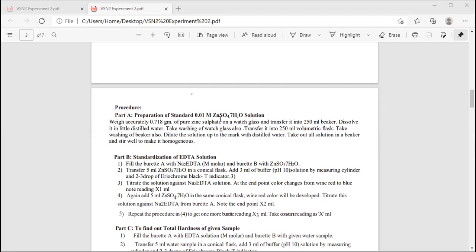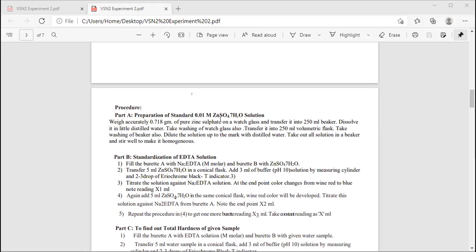Again, you note down the reading. Suppose the reading is 5 ml. Now throw the content of the conical flask in the basin and wash it properly. Again, take 5 ml of zinc sulfate from burette B. Again, add 3 ml of buffer to it and 2 drops of Eriochrome Black T indicator. Fill the burette with EDTA. Already in burette A, EDTA is there. Go on adding EDTA till the color change again from wine red to sky blue is observed. I have explained to you nicely why the wine red to sky blue color is there at the end point.